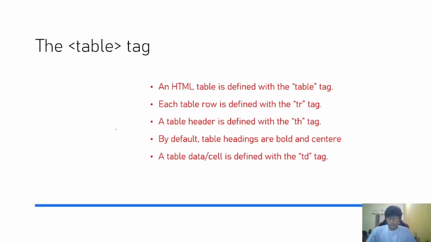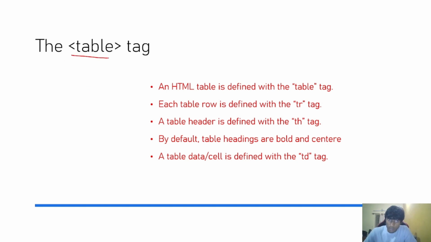Moving ahead, you know what a table is. A table allows a developer or a designer to arrange data in rows and columns, right? That's the basic of what a table is. Now how do we implement a table in HTML?